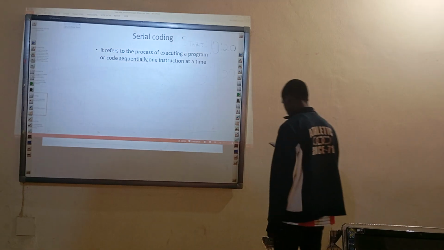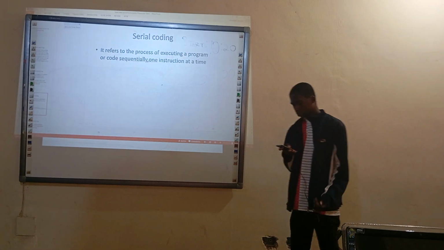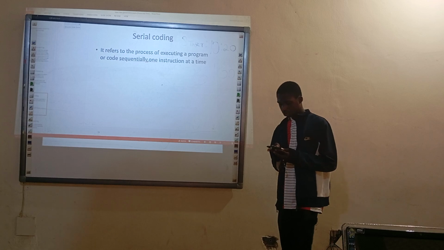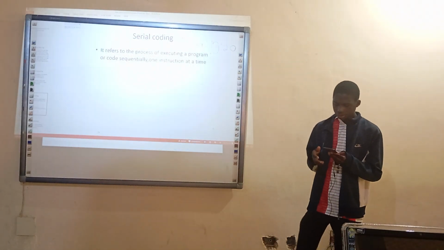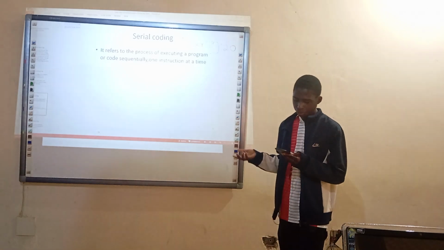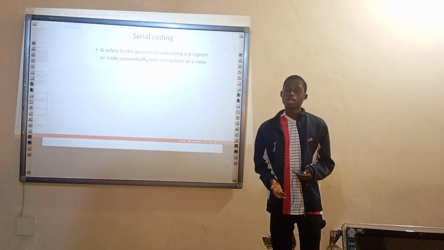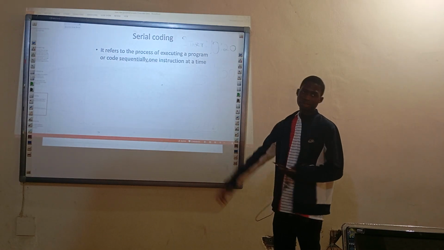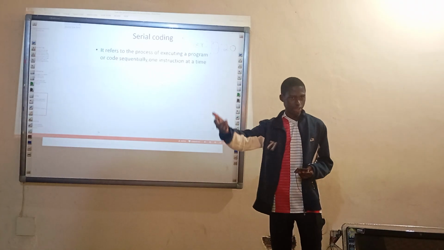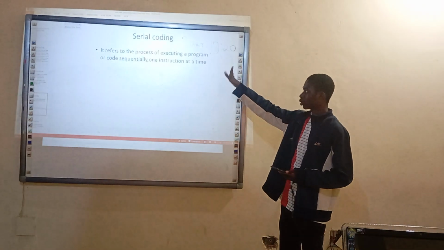Now, when we're talking about serial coding, it's a fundamental concept in scientific computing and understanding. It is crucial for efficient and effective programming. It's a process of executing a program of code sequentially, that is, one instruction at a time. It completes one task before going on to the next task. So that's what serial coding is all about.